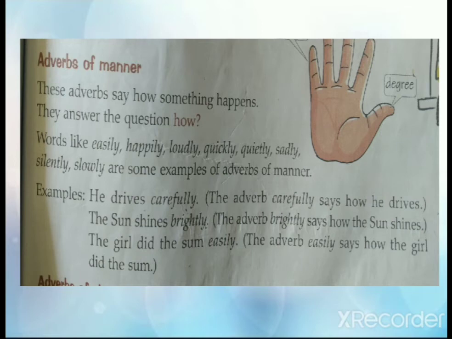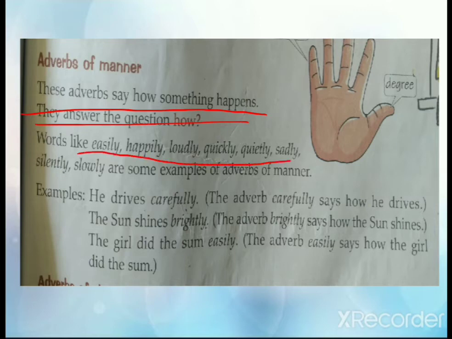These adverbs say how something happens. They answer the question how. So this is what I explained to you all. Adverbs of manner tell you how an action took place. See, words like easily, happily, loudly, quickly, quietly, sadly. Most often you have "ly" at the end. So these are all adverbs of manner.